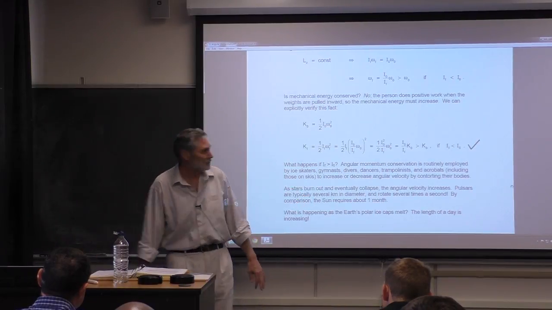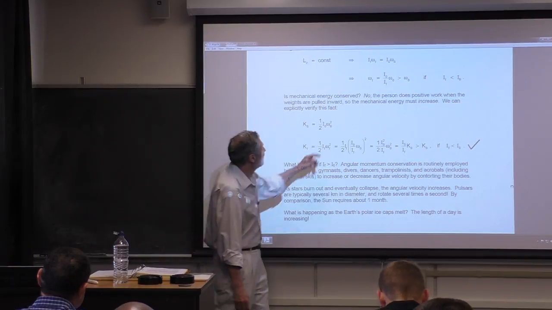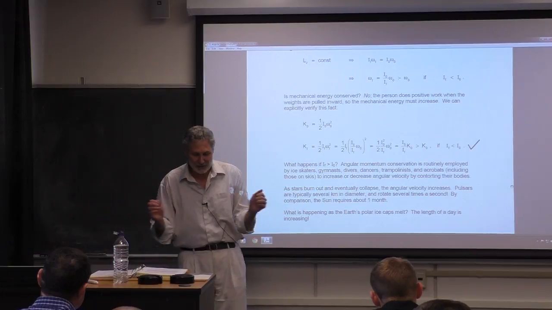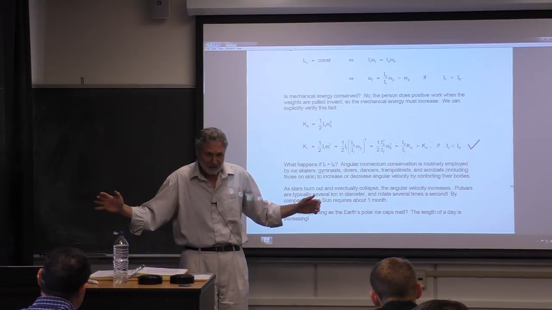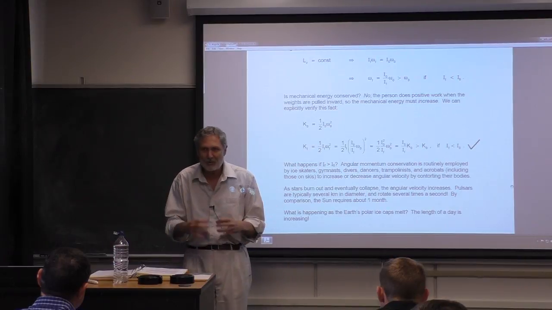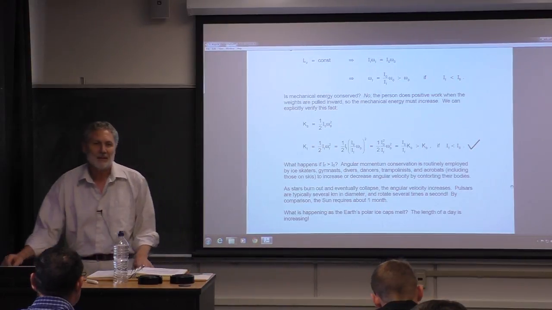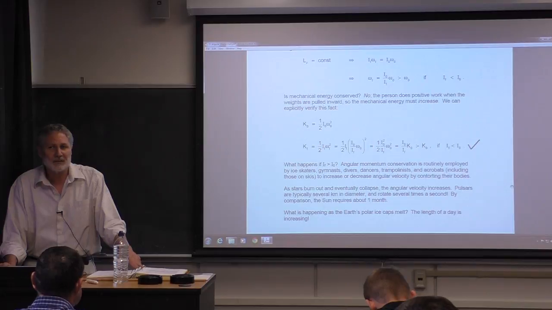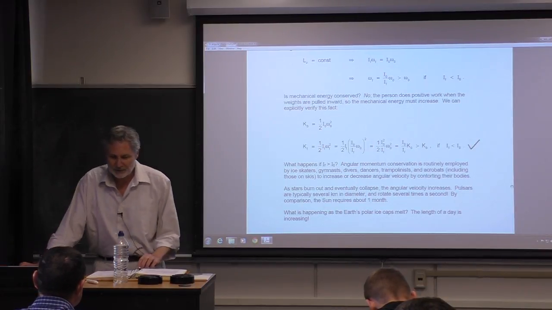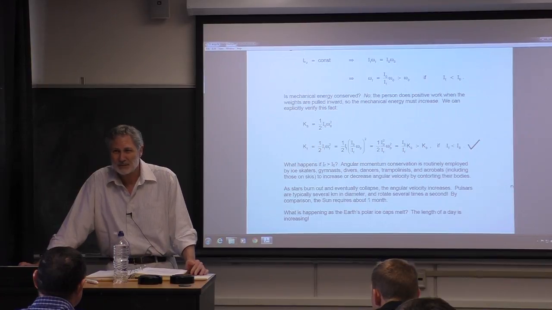They're trying to make the initial moment of inertia as big as possible. Then what do they do? They start to bring their arms in and they just shrink the moment of inertia as much as they can. And it's a very dramatic effect. They spin very fast. I couldn't handle that. They're spinning extremely fast.